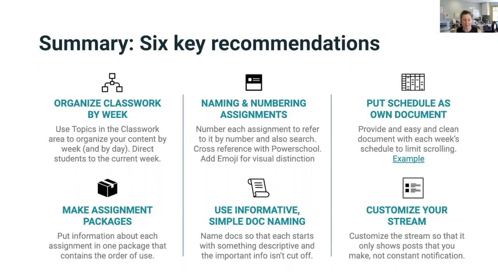The 4th point is around assignment packages. If there's documents that are related to each other, put information about each assignment in one package that contains the order of use in the instructions so that students know what order to engage with the things in that package. The next point is, within the package, when there's documents, use informative, simple naming, so that each starts with something descriptive, and then the important info isn't cut off. When all of the documents start with the name of the package that they're part of, students don't know which document it is.